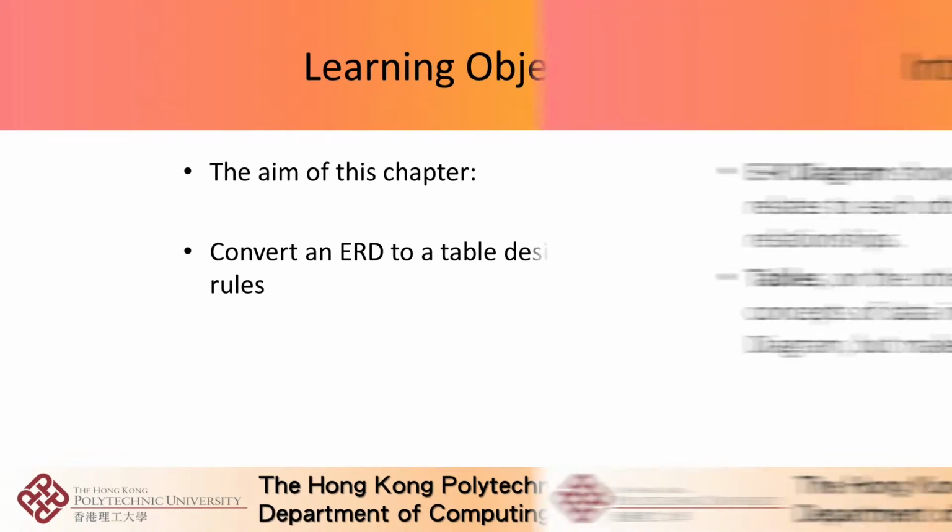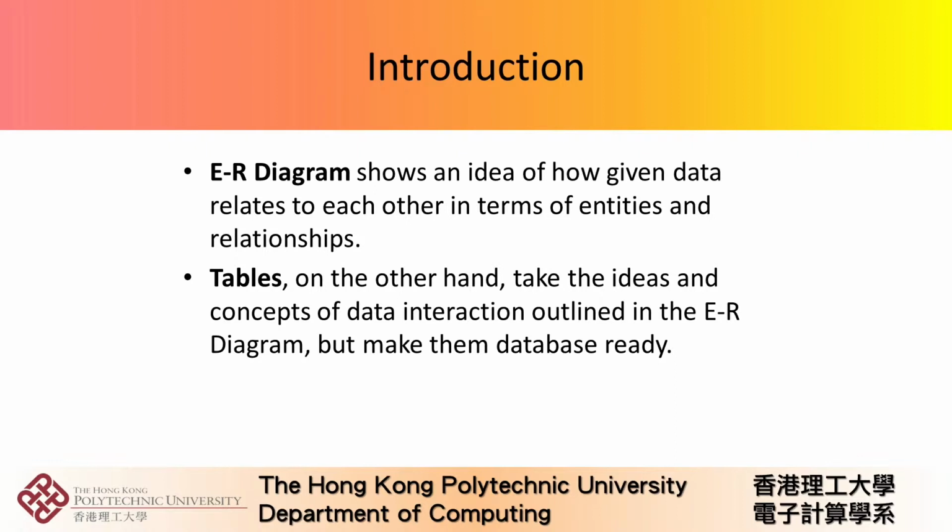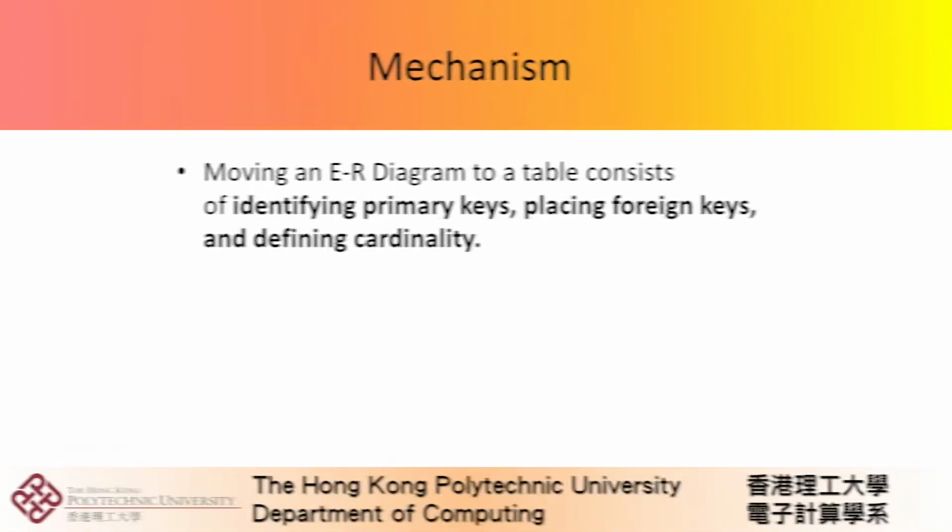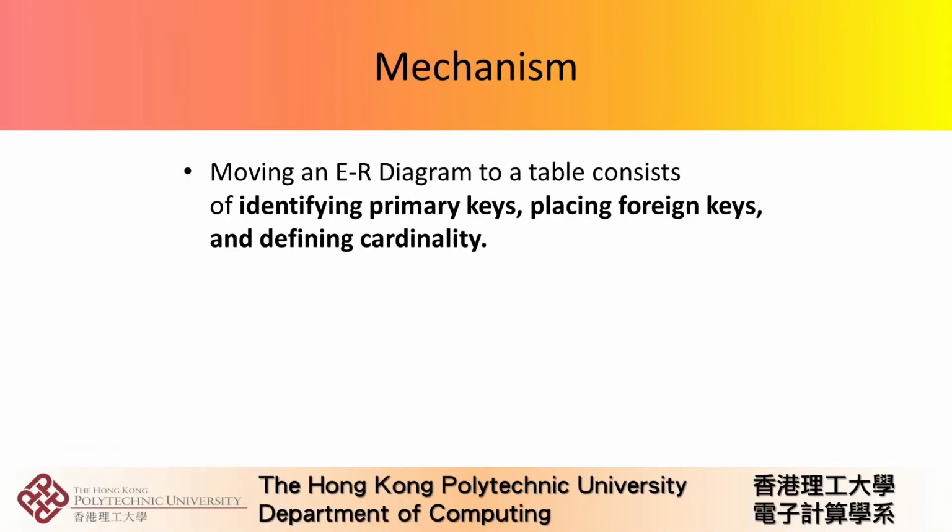using conversion rules. An ERD diagram shows an idea of how given data relates to each other in terms of entities and relationships. Tables, on the other hand, take the ideas and concepts of data interaction outlined in the ERD diagram, but make them database ready. The mechanism for converting an ERD diagram to a database table consists of identifying primary keys, placing foreign keys, and defining cardinality.